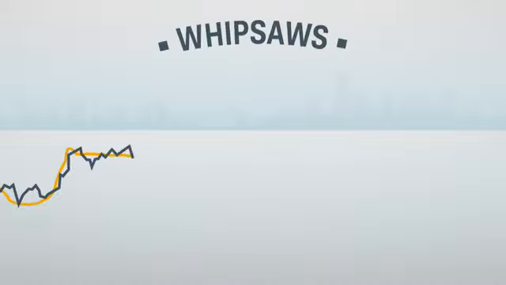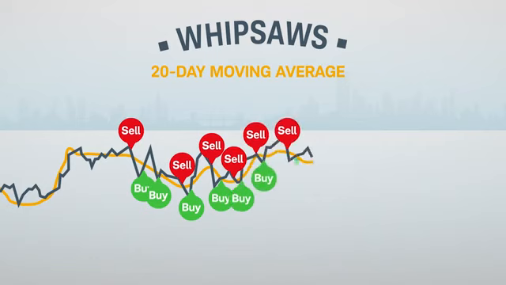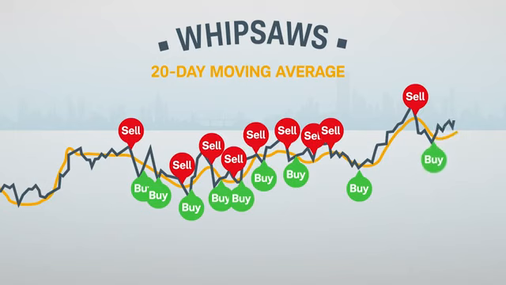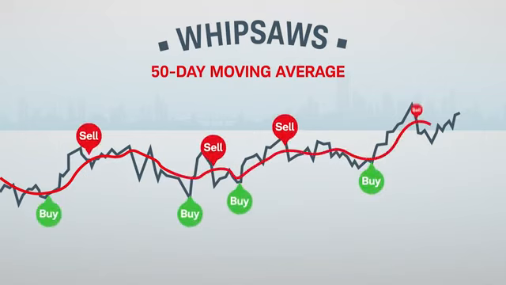A whipsaw is when the stock crosses over the moving average, giving one signal, and then reverses quickly, giving the opposite signal. A short-term time frame like 20 days usually shows more whipsaws, which is why some investors may prefer to use intermediate and long-term time frames. For example, intermediate-term charts with a 50-day moving average show a smoother average and have fewer buy and sell signals. As a result, the investor may stay in the trade longer.